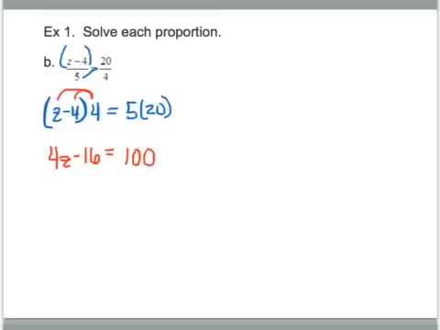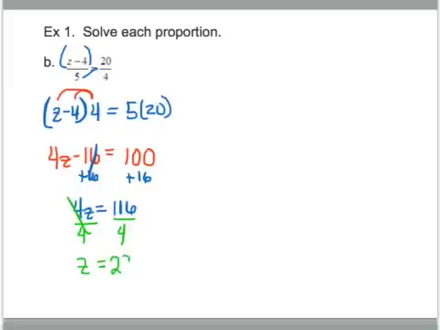And now I just solve like I would any other linear equation. We're going to add 16 to both sides. So I have 4z equals 116. And then I divide both sides by 4. And z equals 29.